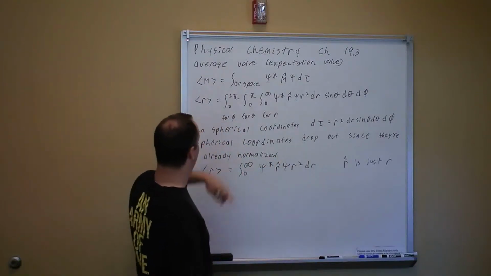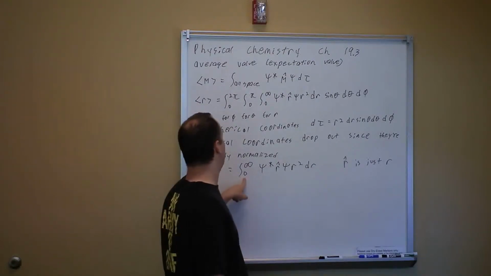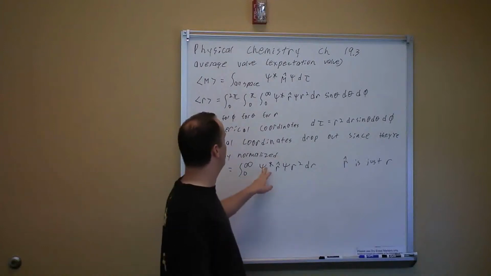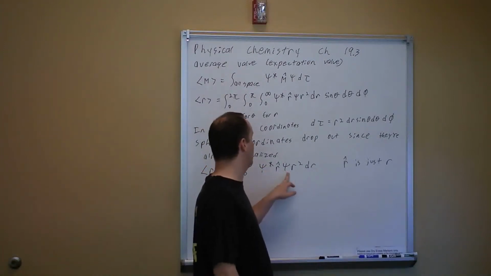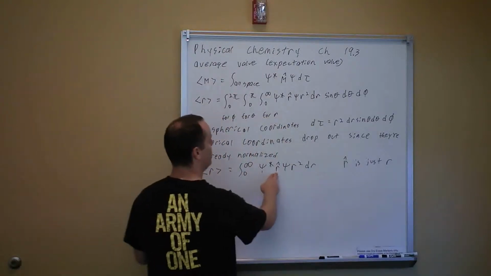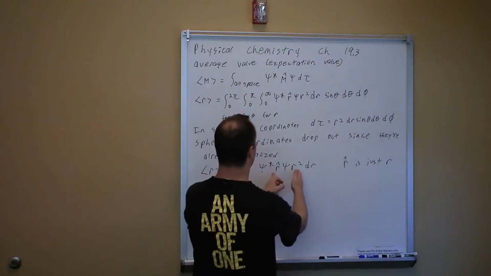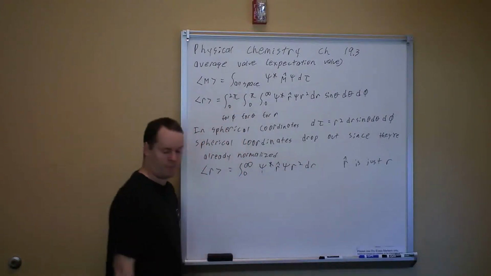So all this simplifies to the average value of the radius being the integral from 0 to infinity of psi star of r hat times psi times r squared dr. And to make it even easier, the r hat operator is just radius. So you can actually combine these and you'll get r cubed.